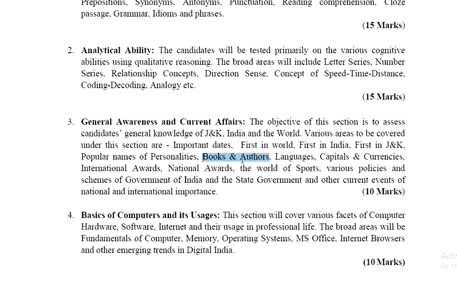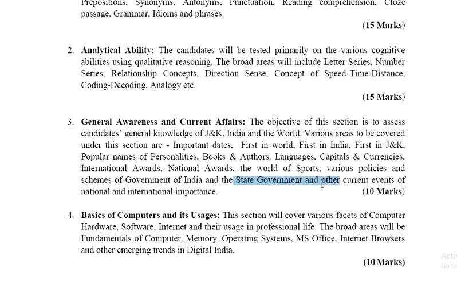So books and authors, it has been asked, and first in world, first in India, it's not that important. First in JK is important, because you need to know about your own state. It's more of national. National awards, international awards, the world of sports, various policies and schemes of the government of India and the state government and other current events of national and international importance.